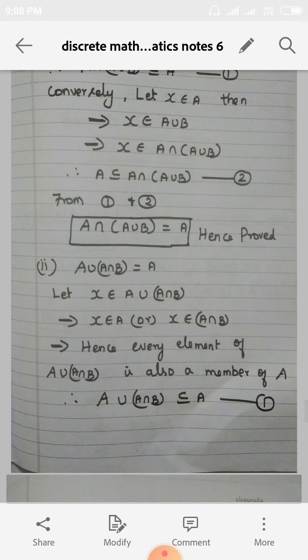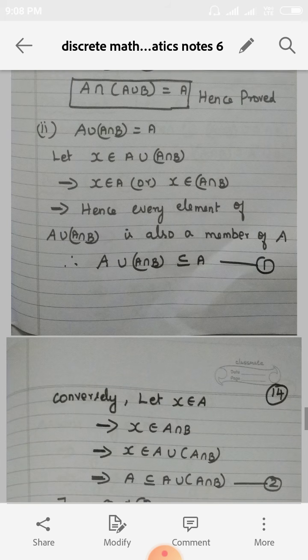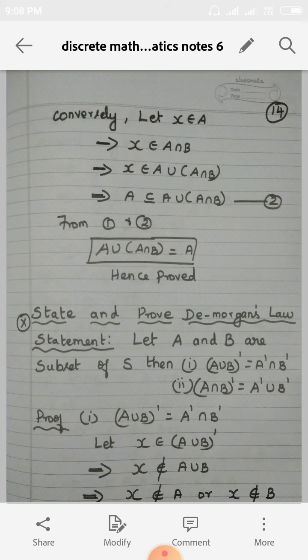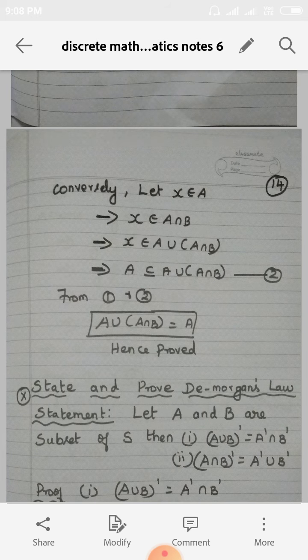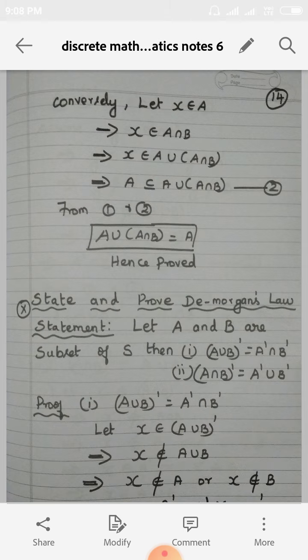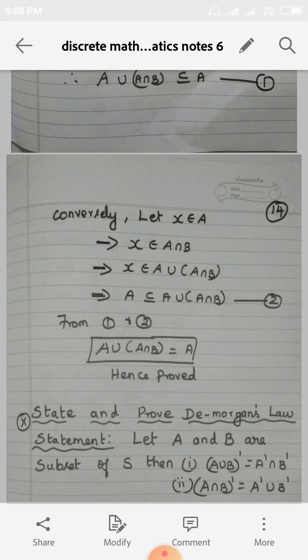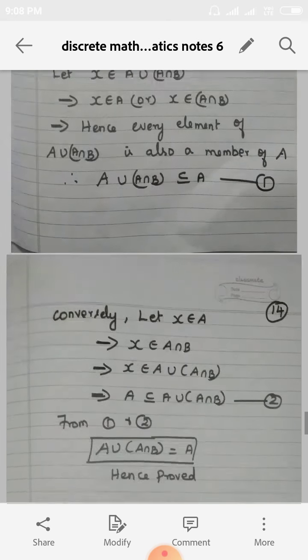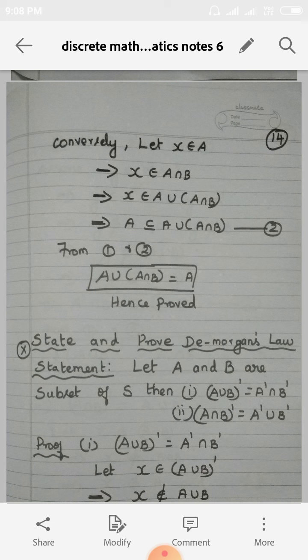Similarly, we follow the same procedure for the intersection part. Just go through it. See the next theorem. So from the above theorem, all the 7 cases are proved. Just go through the 7 cases and learn the properties, right?